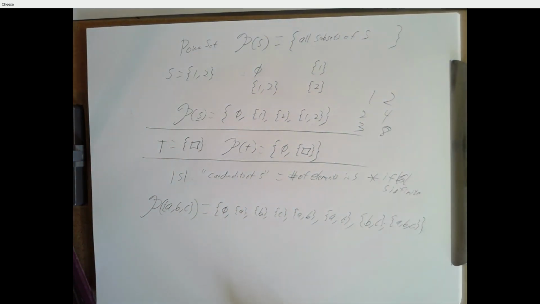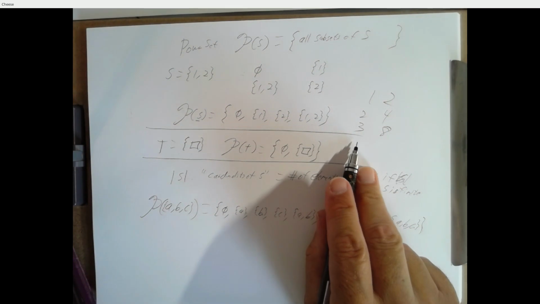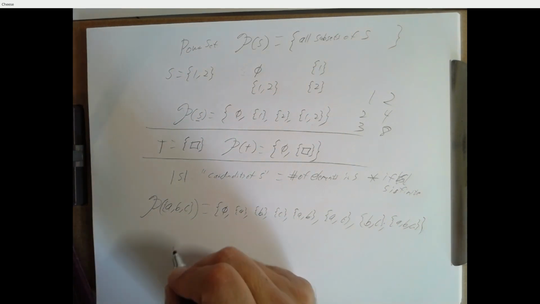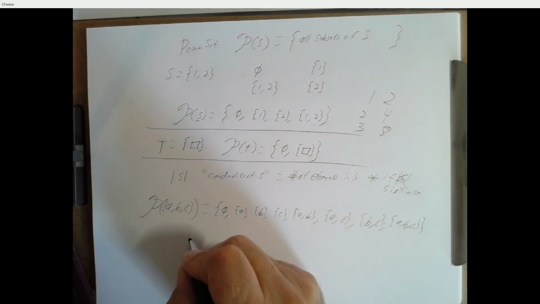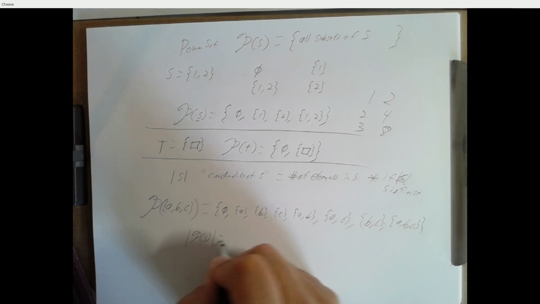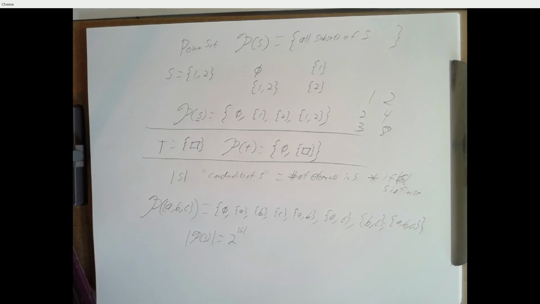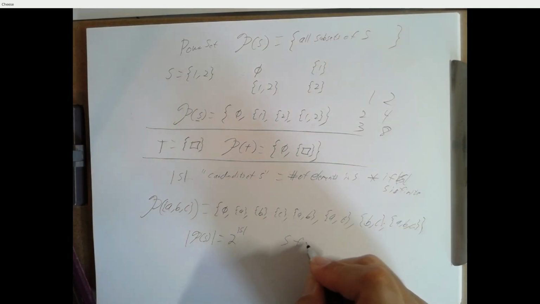And there's a pattern here. If we were to look at a set of 4 elements, its power set would contain 16 elements. So we have a fact here which we will touch on multiple times during this course. For a finite set S, the cardinality of the power set of S is equal to 2 raised to the cardinality of S. And again, this is for S being a finite set.